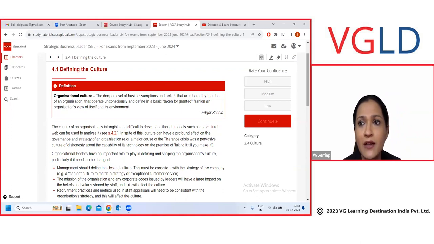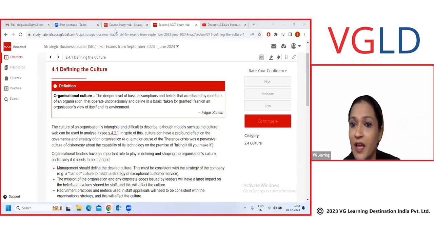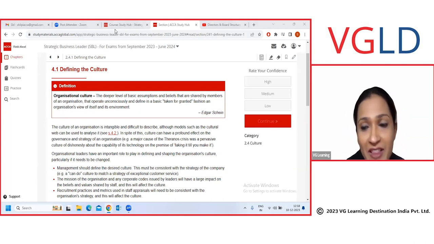Things which are considered normal, things which are considered acceptable. So something, or a decision, or the way in which you operate, which is considered an okay way to operate, that defines the culture of the organization. Culture is most important: how we do what we do here in the organization.